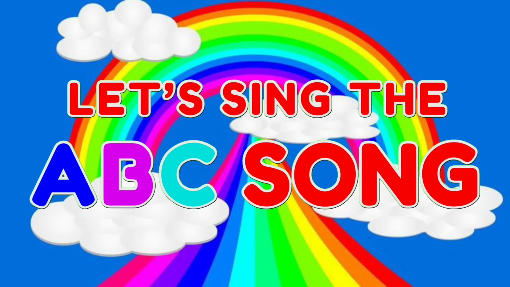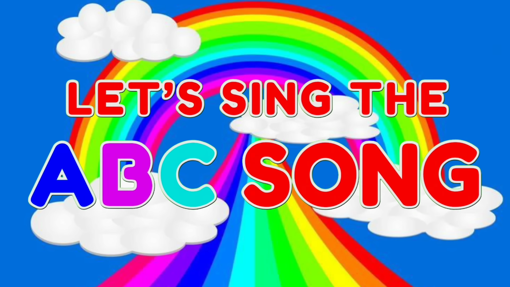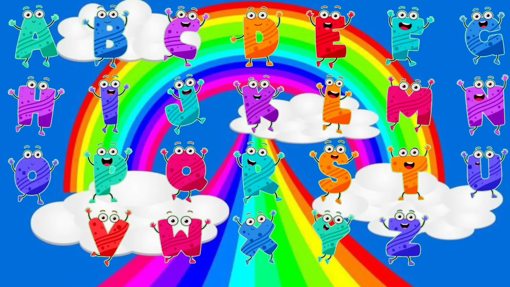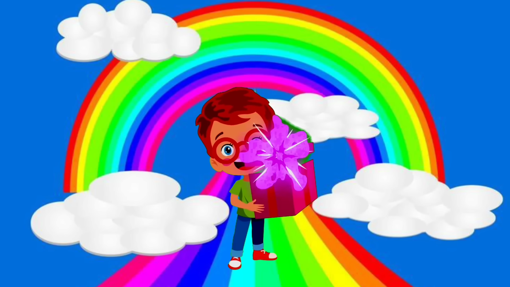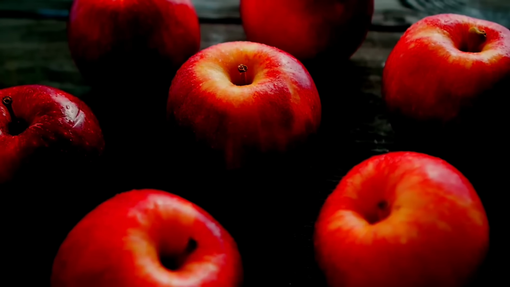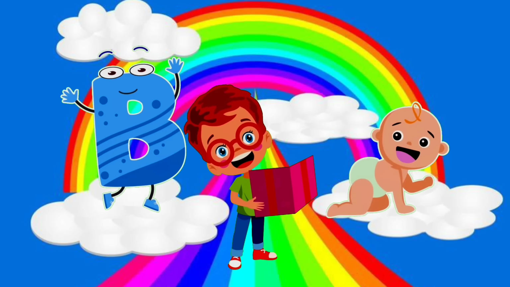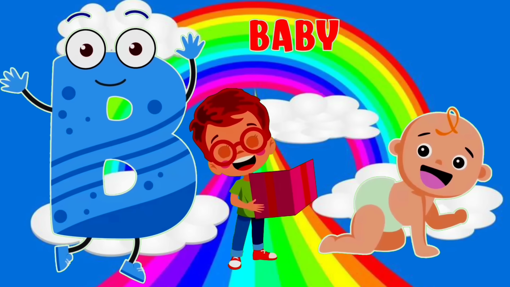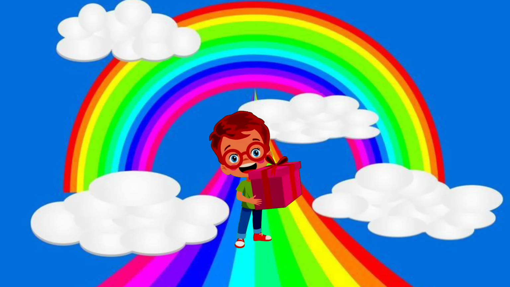Let's sing the ABC song. A is for apple, a, apple. B is for baby, b, baby. C is for candy.